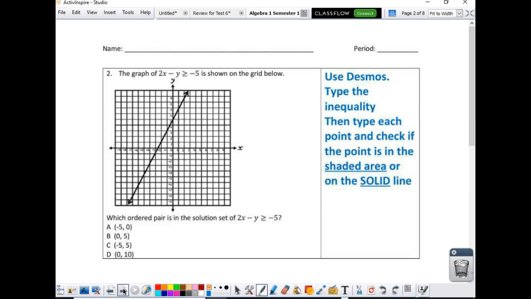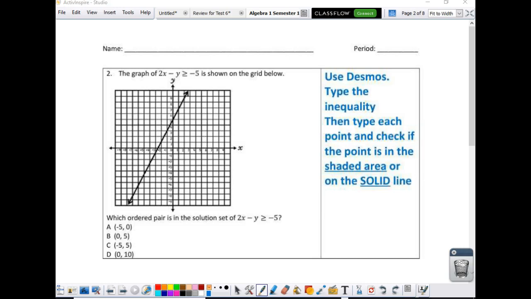Okay, on number 2, it says the graph of 2x minus y greater than or equal to -5 is shown on the grid below. Which ordered pair is in the solution set of this inequality? You can use Desmos. We're going to type in the inequality first, then we're going to type each point and check if the point is in the shaded area or on the solid line. At this point, you can either pause, do it yourself, or if you feel like you know how to do this, you don't have to watch me work through it. If you need some extra help, then I would keep running the video and watch how I type in this stuff onto Desmos. So, which ordered pair is in the solution set?